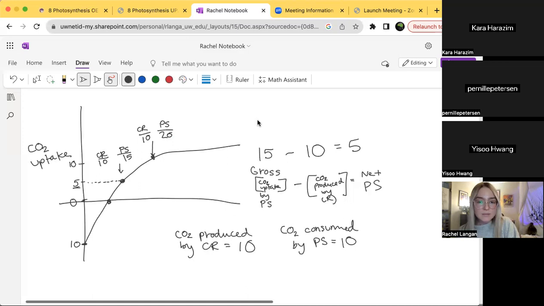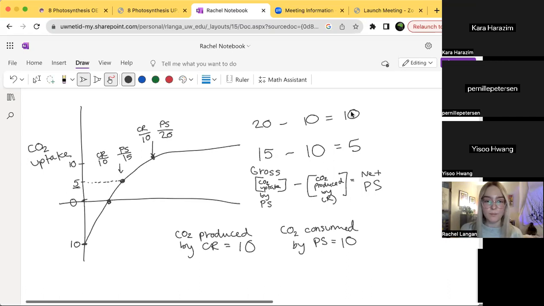And it would be 20 minus 10 from cellular respiration equals 10 is the net. Hopefully that helped, maybe. Yeah, that did.